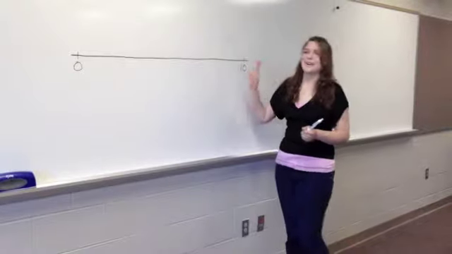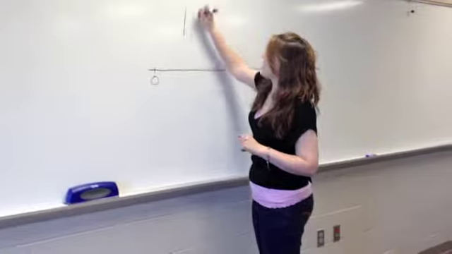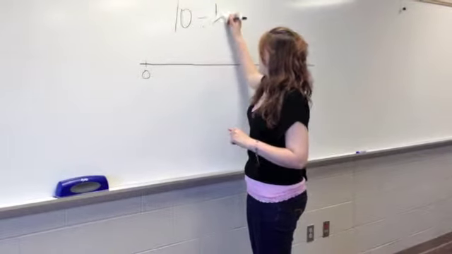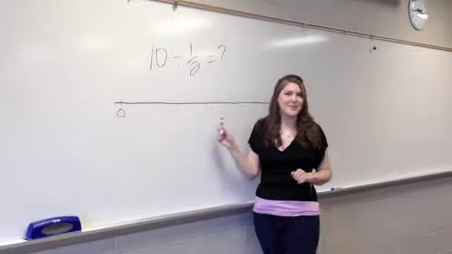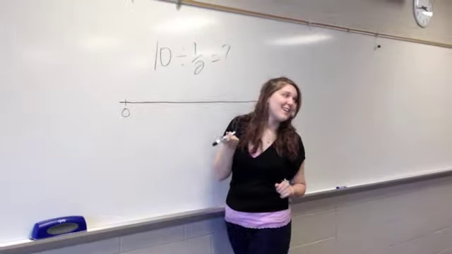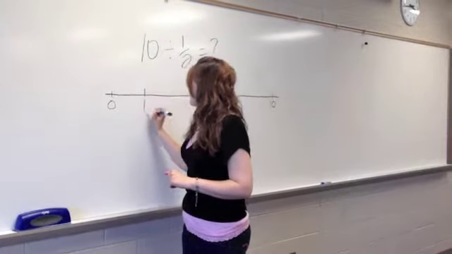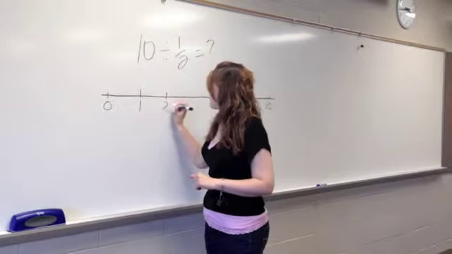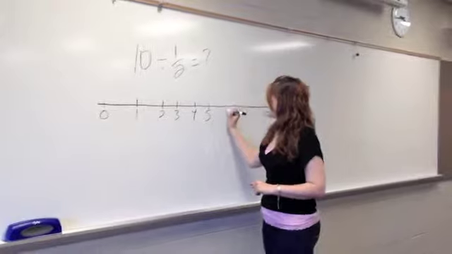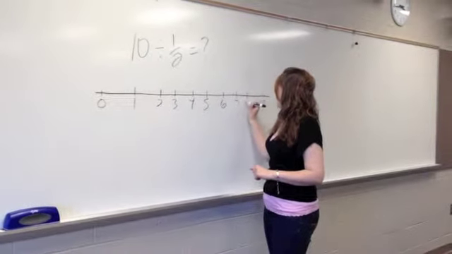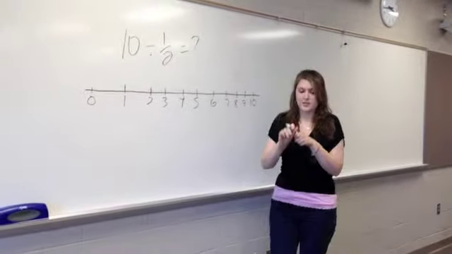All right, class, we're going to practice one more problem here and make sure we got this clear in our brains. We're going to do 10 divided by 1/2. Now, does anyone remember what we're going to do? You divide your number line into units of 10. Very good, Kelly. So we got 1, 2, 3, 4, 5, 6, 7, 8, 9. I did it a little too close, but it should work.